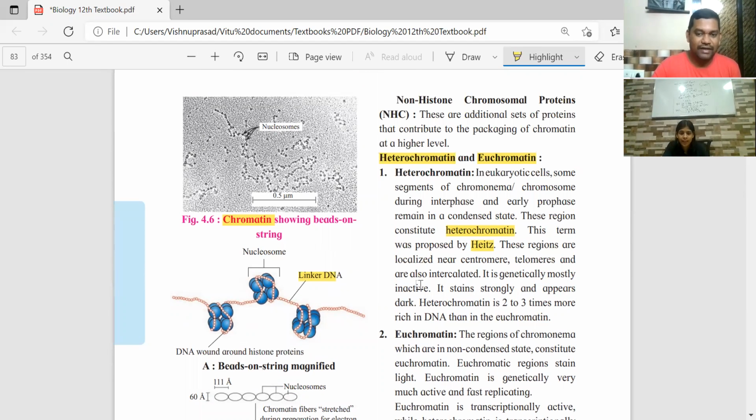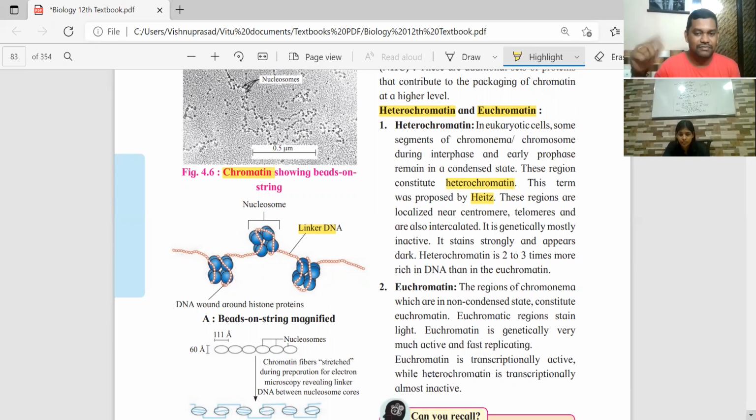Genetically they are not active, and that's why whenever a cell is stained and observed under the microscope, they stain very strongly and appear very dark. Heterochromatin is 2 to 3 times more rich in DNA as compared to the other one, that is euchromatin.